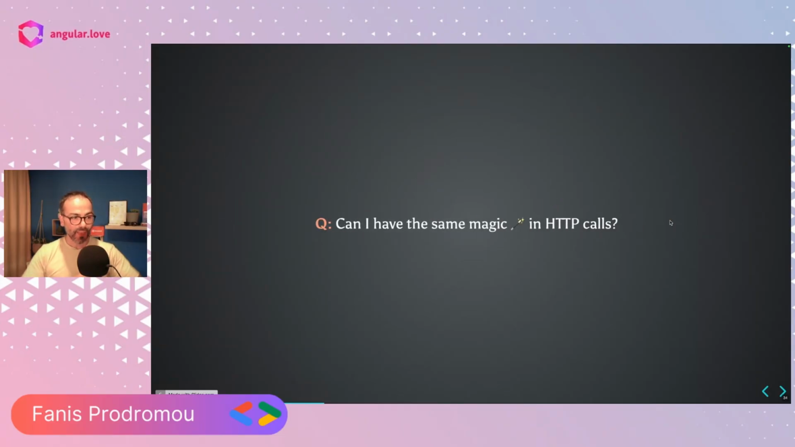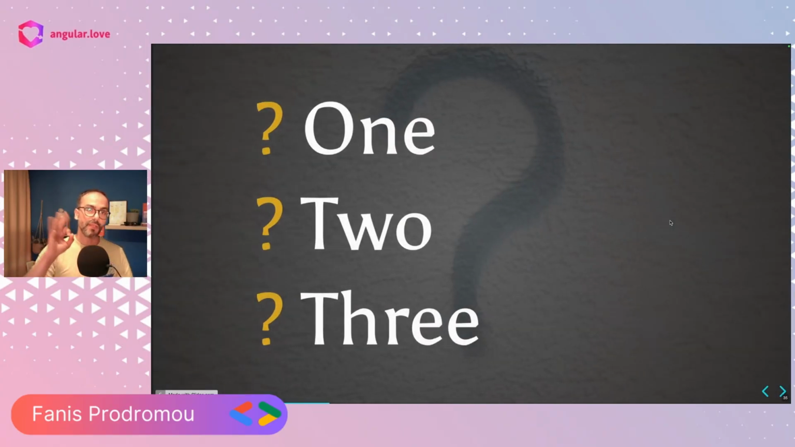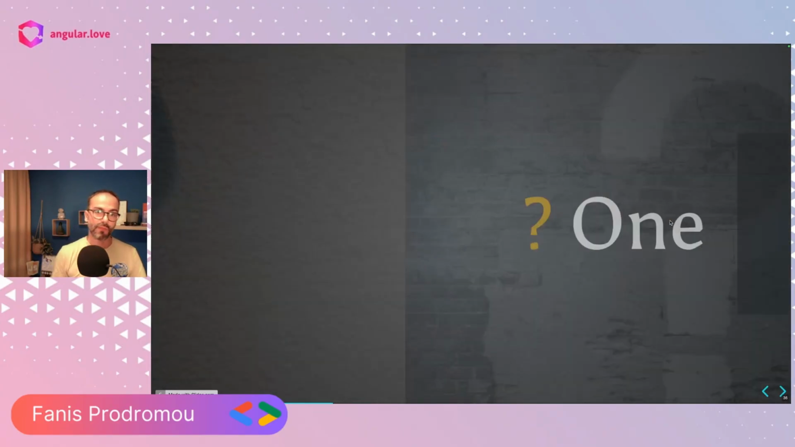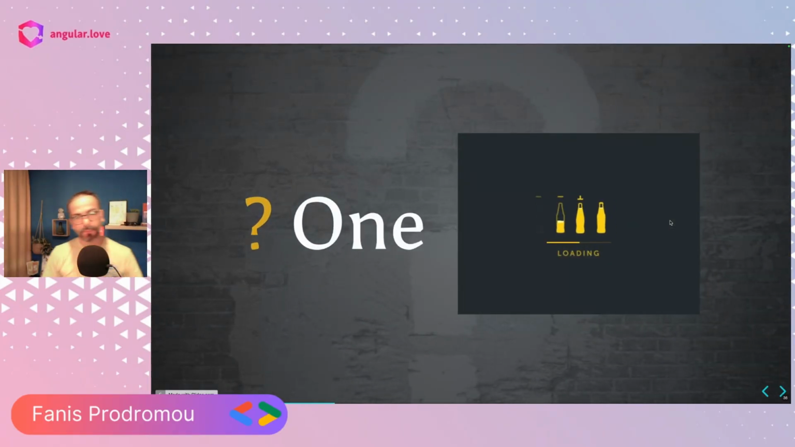And I know that the way signals work behind the scenes is magic. And I know that you might be thinking, can I have the same magic in HTTP calls? And the answer is yes, but first I have 3 questions for you. Let's start with the very first one, which is a very simple one, okay? How would you handle the situation where you would like to display a loading indicator, just a loading indicator, in your UI? How can you do that?